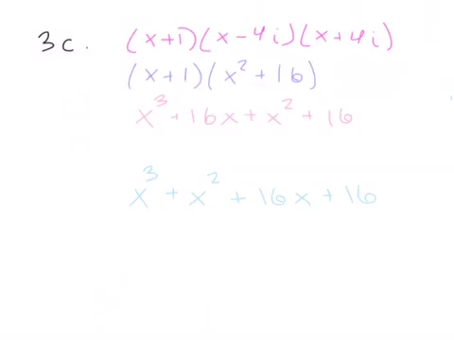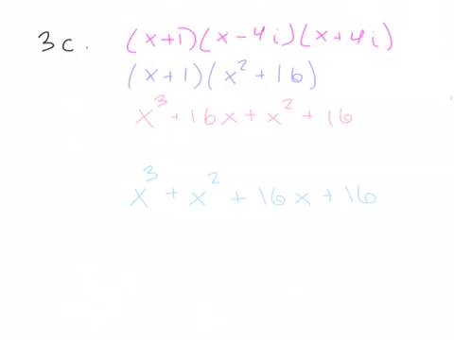So multiplying x minus 4i by x plus 4i is going to give you x squared plus 16. That doesn't look like 16, but it is. And then you bring down the x plus 1 and multiply all that together. So you start with x by x squared, x by 16, and then 1 by x squared, 1 by 16. And that gives you x cubed plus 16x plus x squared plus 16.